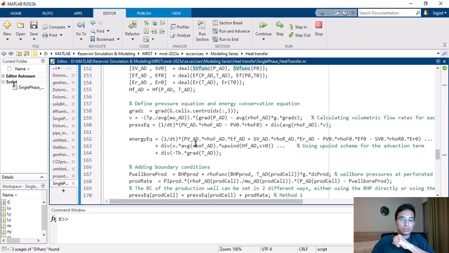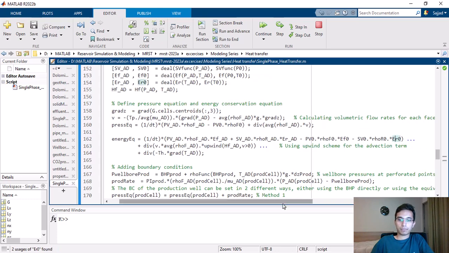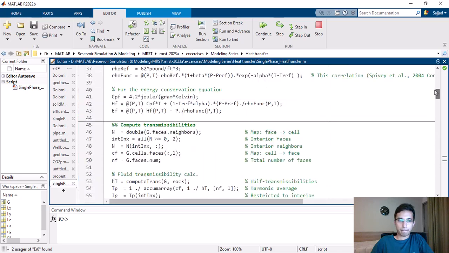You see the energy conservation equation here, and as you see, part of this, the accumulation term, is the grains. And for this part, we need to have the density of the grains and also the volume of the grains. This is for the next time step, or the current time step, and this is for the previous time step. And I'll talk about this later.